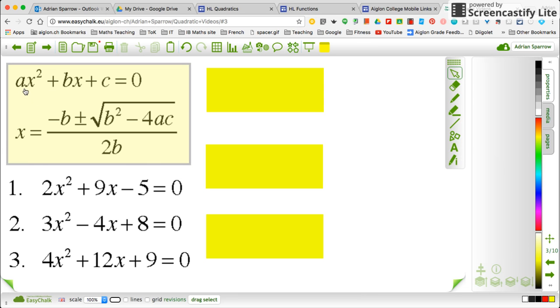Right, in this video we're going to have a look at the quadratic formula. Now you should be familiar with this quadratic formula already. So I've got my quadratic equation with the ABCs and here's the formula.